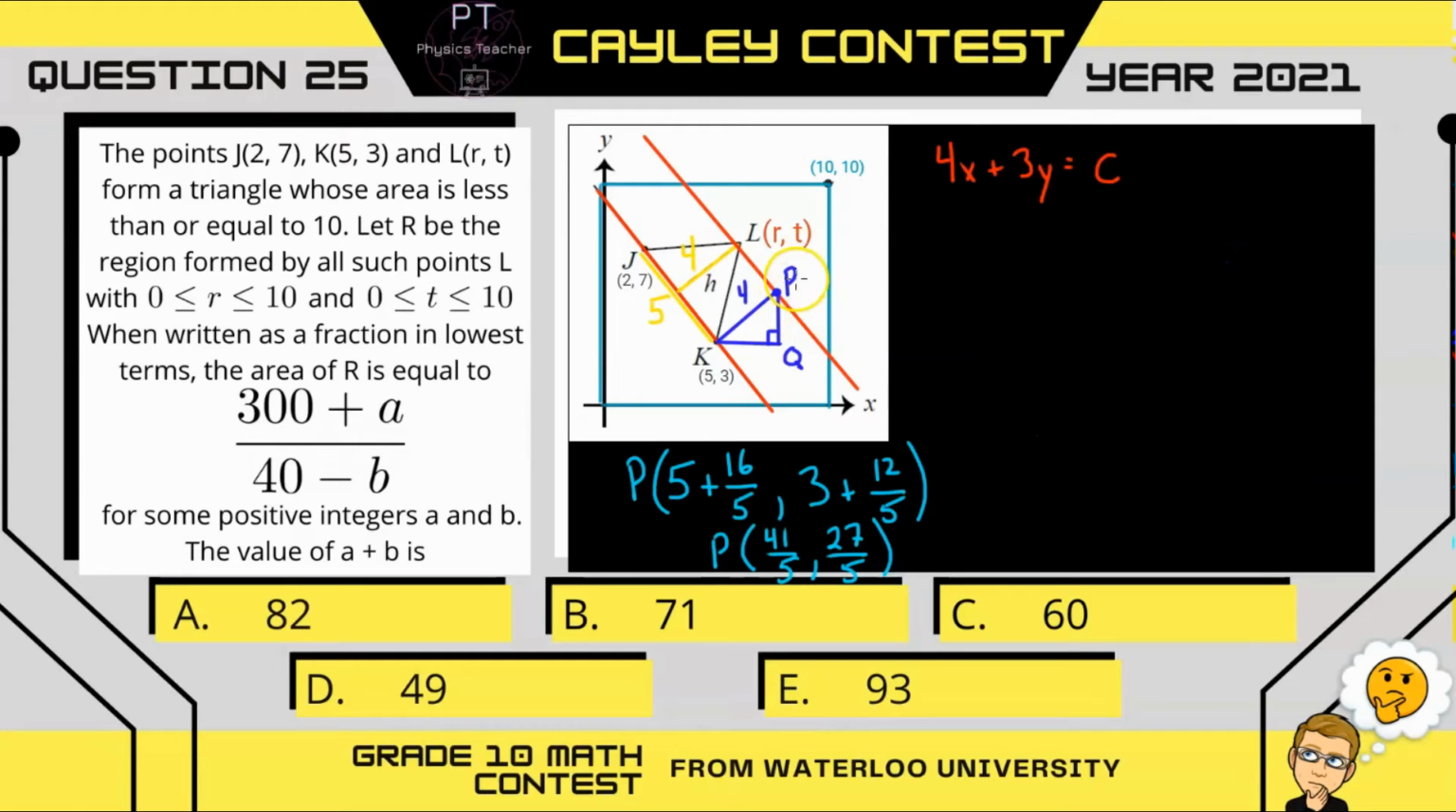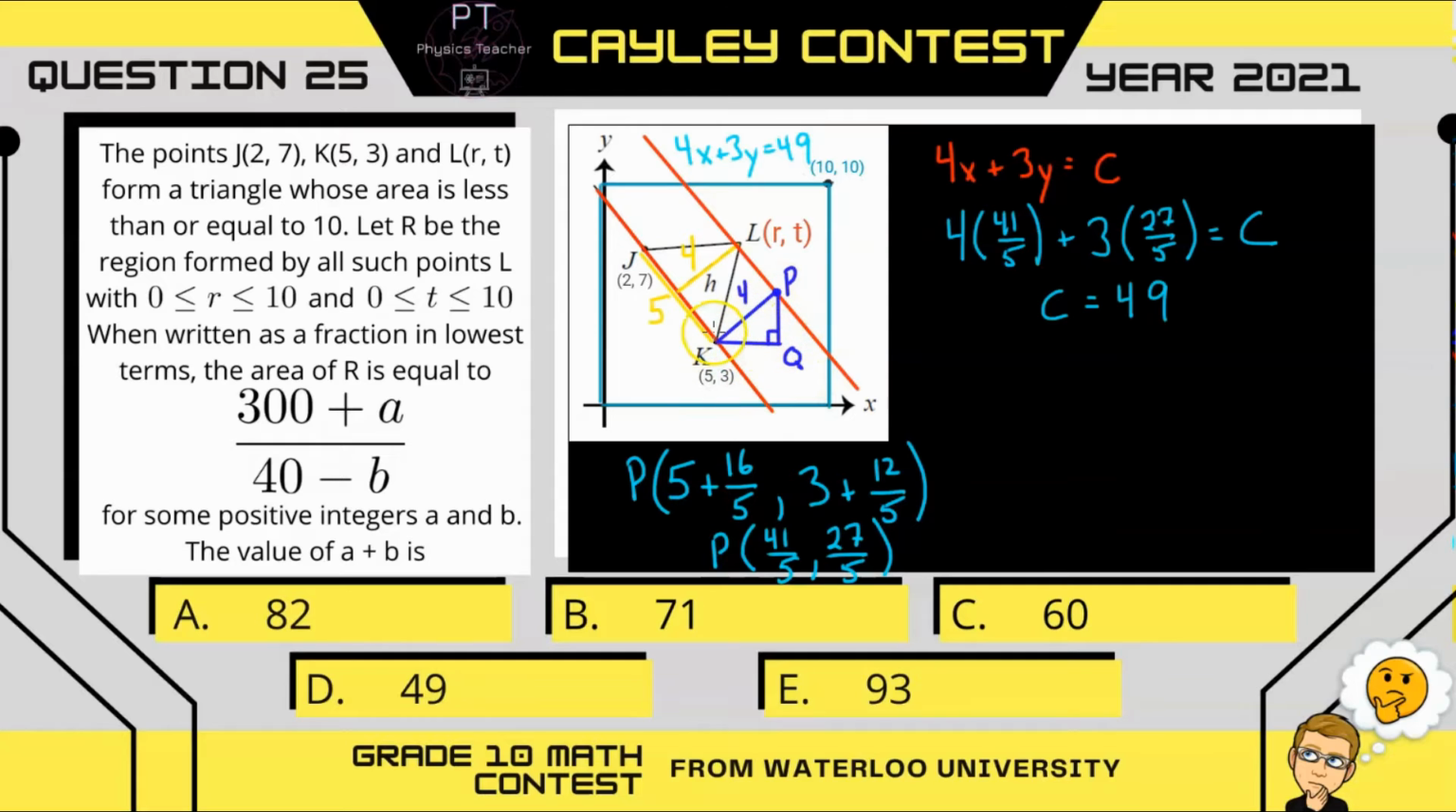Well, now that I know what point P is, I can actually solve for C in this equation. So we'll take 4 and substitute the x coordinate of P, which is 41 over 5, and now add 3 times the y coordinate, which is 27 over 5. And that's going to equal C. So putting that into our calculators, we get C equal to 49. So we know the equation of this line here is 4x plus 3y equals 49.